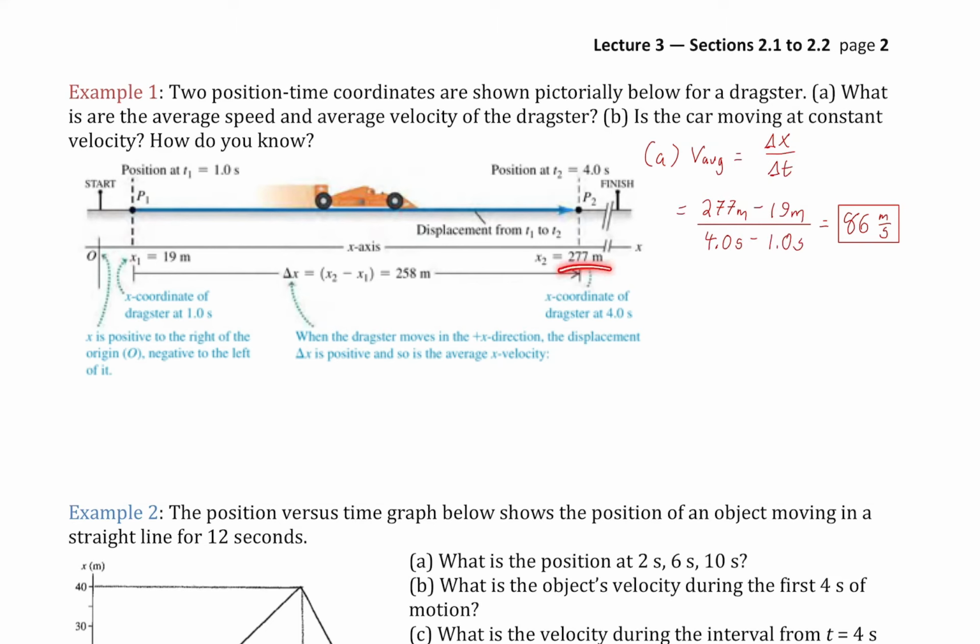You can see x2 was 277, x1 was 19, and then t2 was 4 and t1 was 1. Good thing to catch there, right? Because you might think t1 is 0, but of course it's not here, it's 1. And that gives us 86 meters per second. What about the average speed?